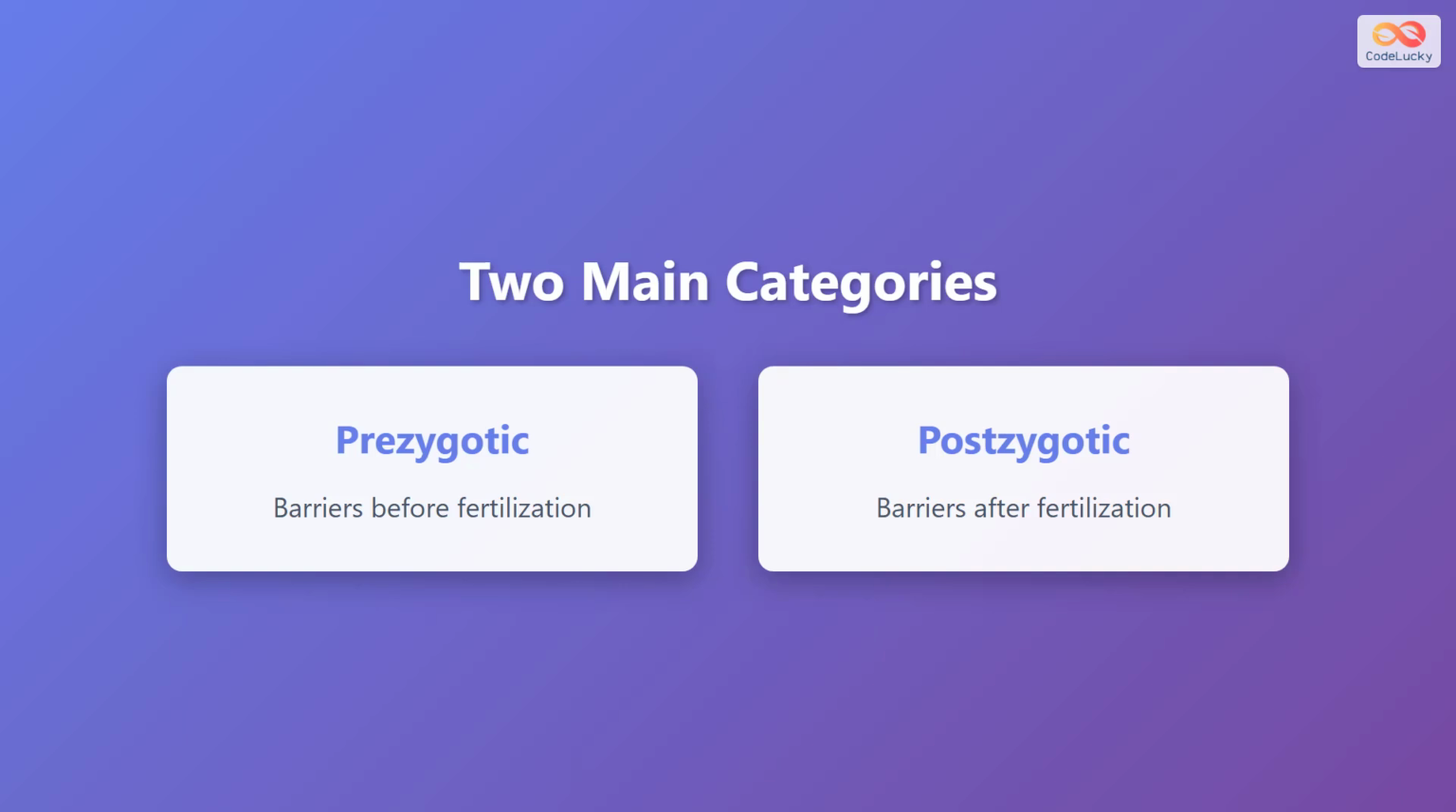Reproductive isolation barriers fall into two main categories. Prezygotic barriers operate before fertilization occurs, preventing the formation of a zygote altogether. Postzygotic barriers, on the other hand, come into play after fertilization has occurred, affecting the viability or fertility of any hybrid offspring that may form. Both types work together to maintain species integrity.